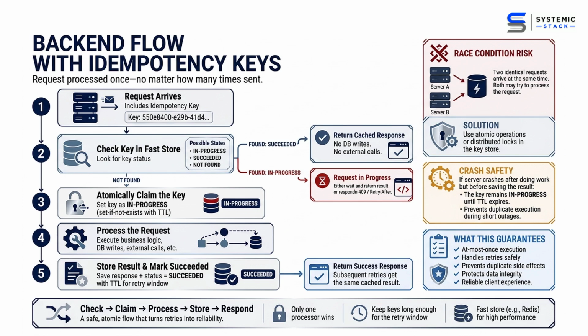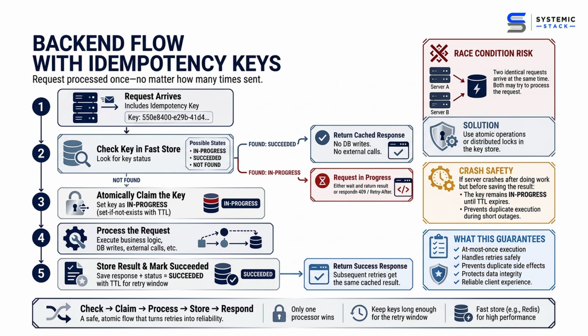Let's walk through what's actually happening on the back end. When a request hits the server, the very first thing it does is look for that idempotency key. It checks a fast access store to see if that key is currently in flight or already completed. If it's already completed, the server retrieves the previous response and sends it back immediately. No database writes, no external API calls, nothing. If it's a brand new key, the server marks it as processing and goes ahead with the logic. Once it's done, it saves the result and marks it as succeeded.